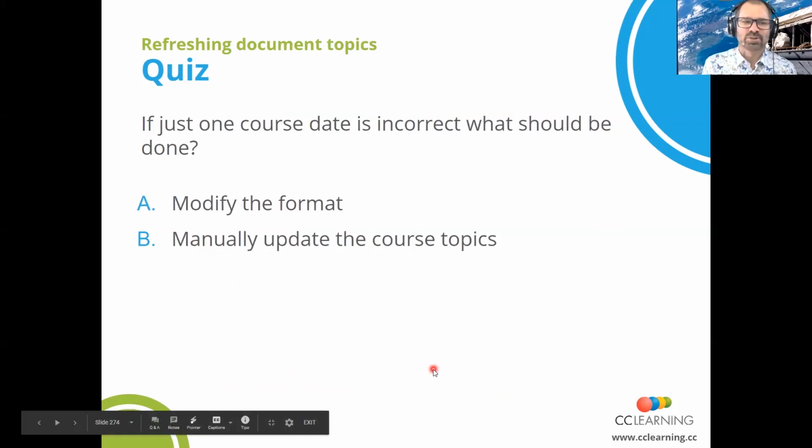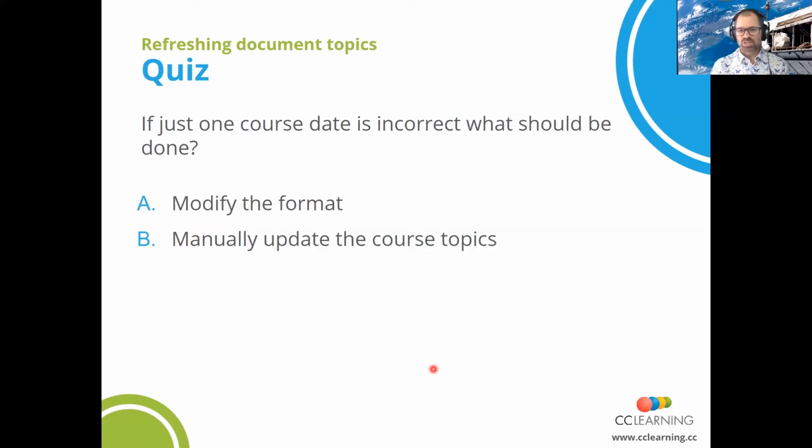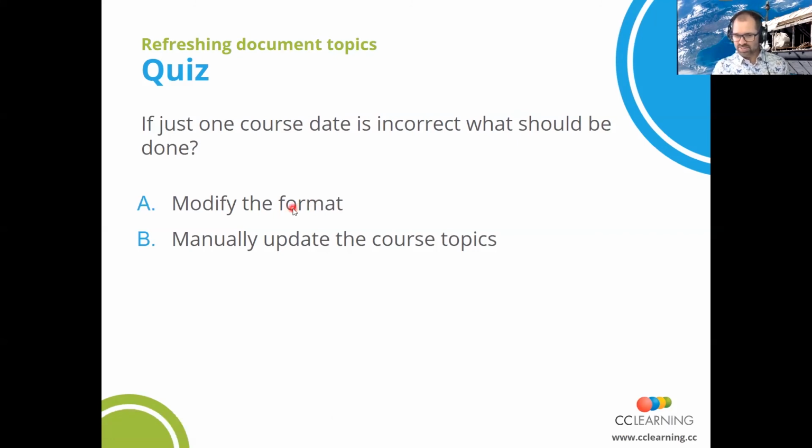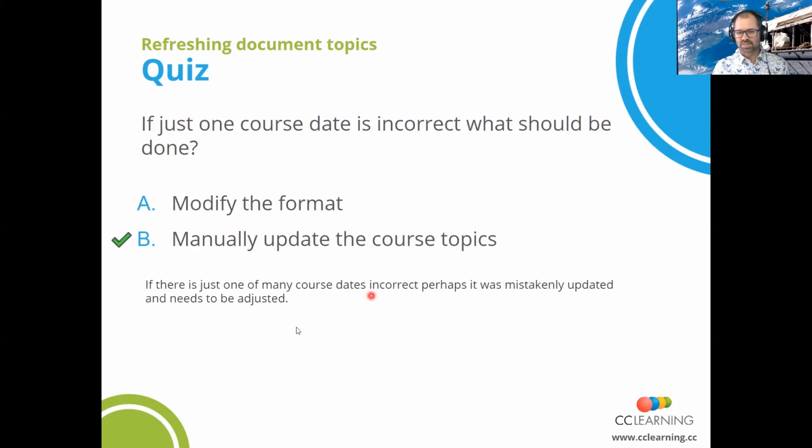Okay, so next question. If just one course date is incorrect, what should be done? What should we do if just one course date out of a number of course dates is incorrect? Should we go and modify the format? Probably not necessary, because if the format is producing the correct course dates in some cases, then it's quite likely to be a manual modification that someone has done, okay? So if there is just one of many course dates incorrect, perhaps it was mistakenly updated and needs to be adjusted.